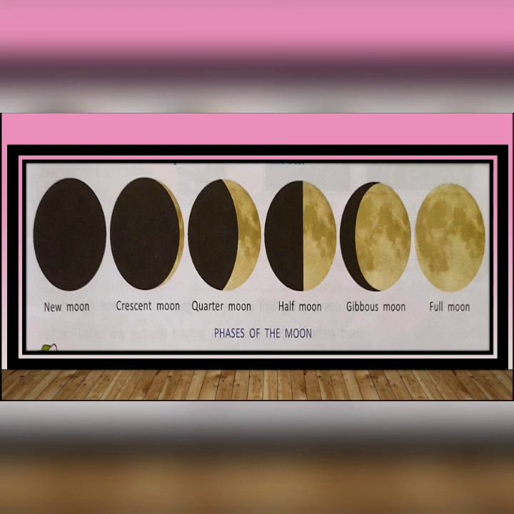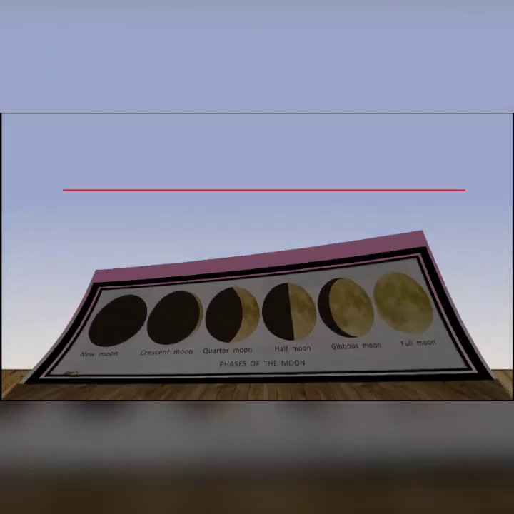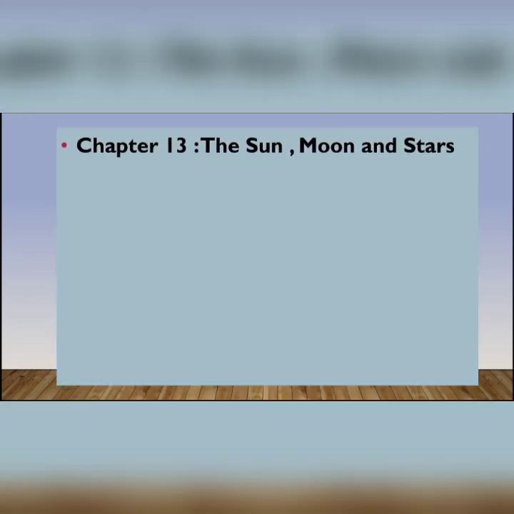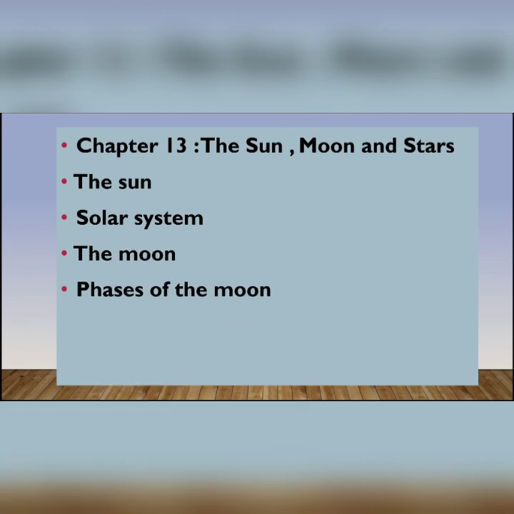With this, we are going to conclude today's class. But before that, let us recall what we discussed today. Today, we started a new chapter, chapter number 13, the sun, moon and stars. There we discussed the sun, the solar system, the moon, and the phases of the moon. And in our next class, we will discuss the stars, and also we will discuss the question answers of this chapter.